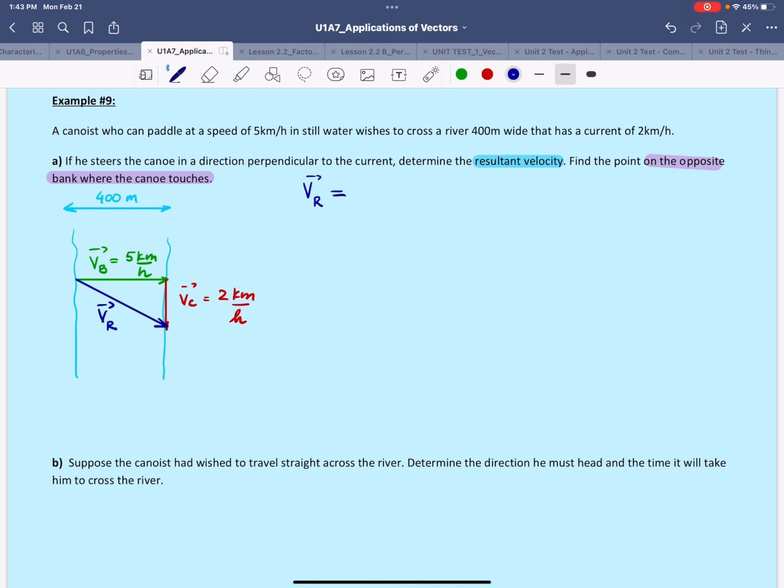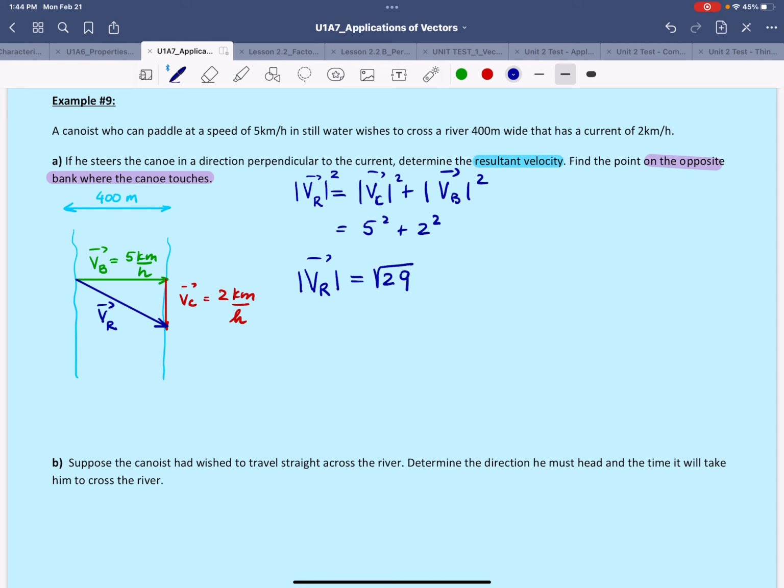I know that VR is located in this triangle, and it plays the role of a hypotenuse, and we have the other two sides. So the simple Pythagorean theorem is totally fine. So we'll write that VR squared equals VC squared plus VB squared. And substituting, we have 5 squared plus 2 squared, which equals 29, and makes the magnitude of the resultant velocity equal to square root of 29.